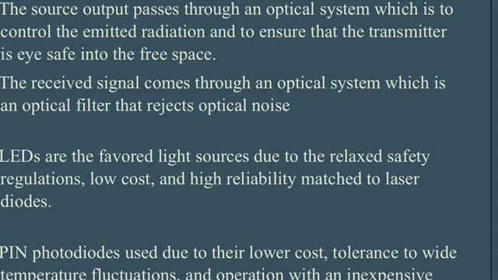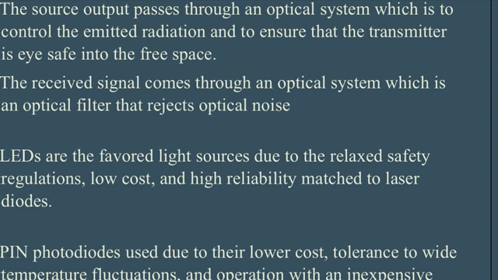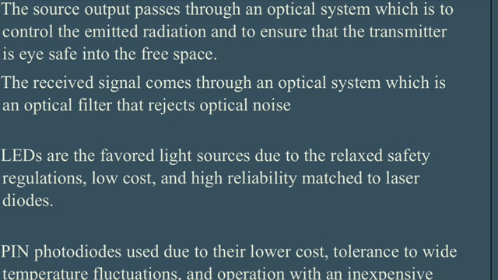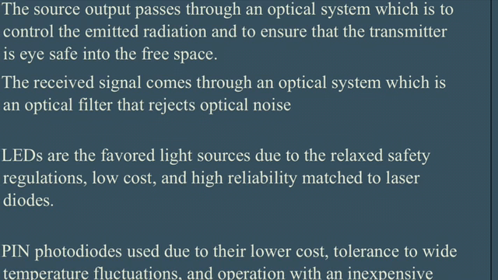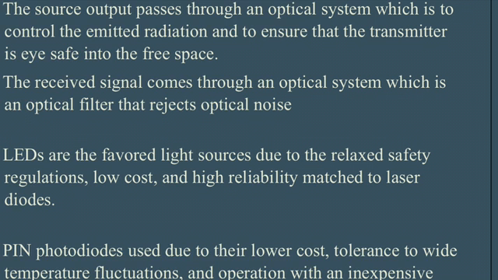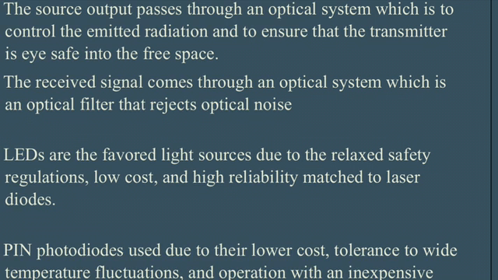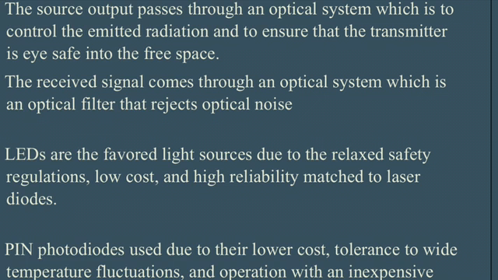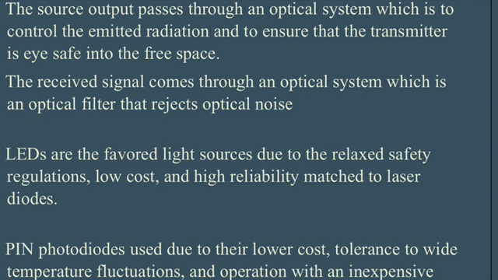The source output passes through an optical system which is to control the emitted radiation and to ensure that the transmitter is eye safe into the free space. The received signal comes through an optical system which is an optical filter that rejects optical noise.